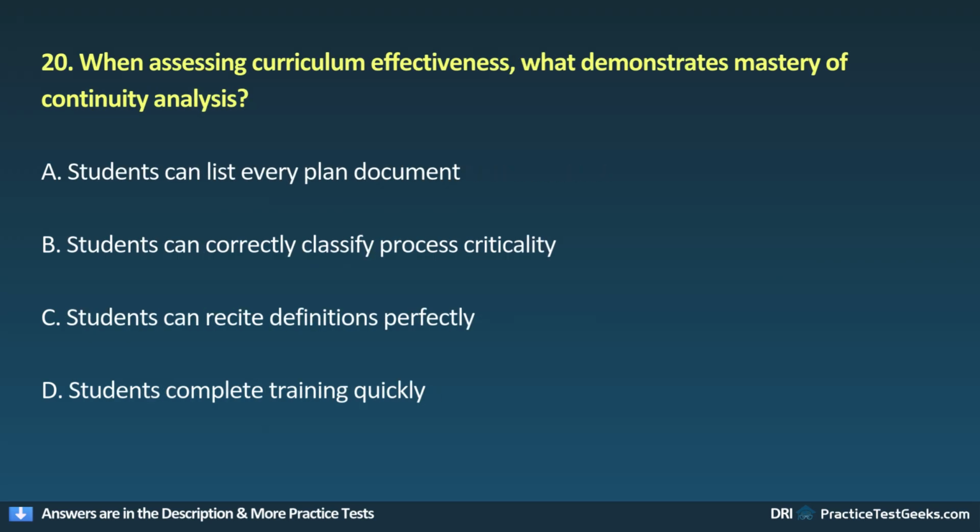20. When assessing curriculum effectiveness, what demonstrates mastery of continuity analysis? A. Students can list every plan document. B. Students can correctly classify process criticality. C. Students can recite definitions perfectly. D. Students complete training quickly.